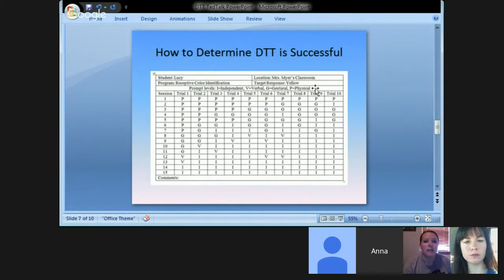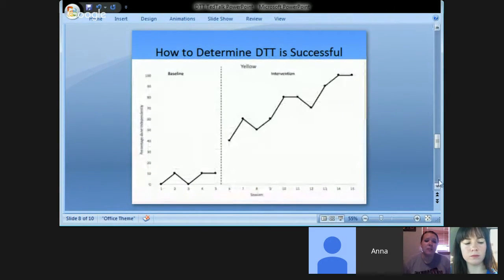Also, we'll look at a chart that's done with the percentage that this task is done independently. If you look at this chart, the baseline is pretty low, especially at the beginning. As we increase her independence for the intervention level, we have an upward incline, which at the very end she's at 100%, which again we would consider mastering this target and moving on to another color.